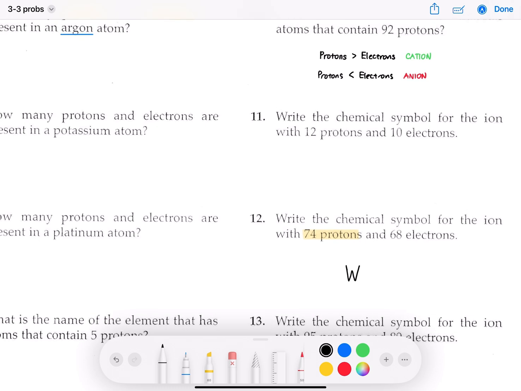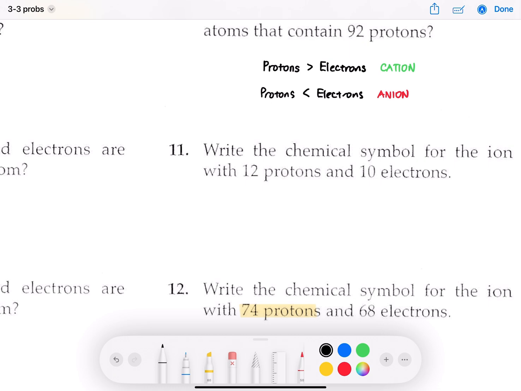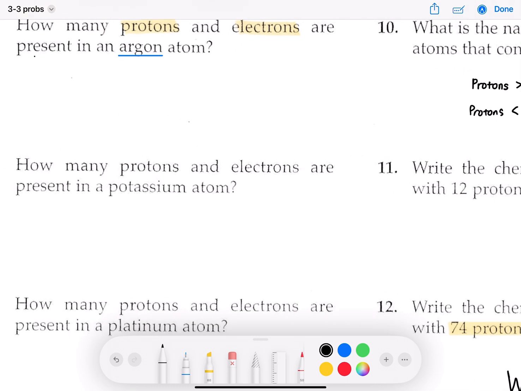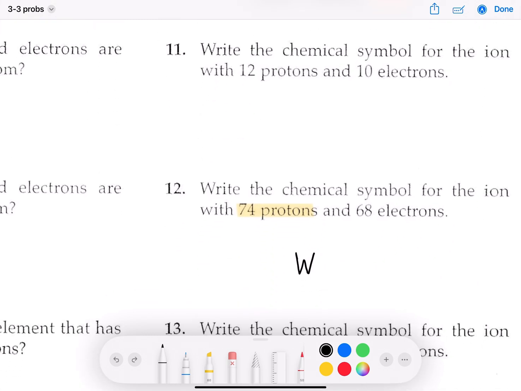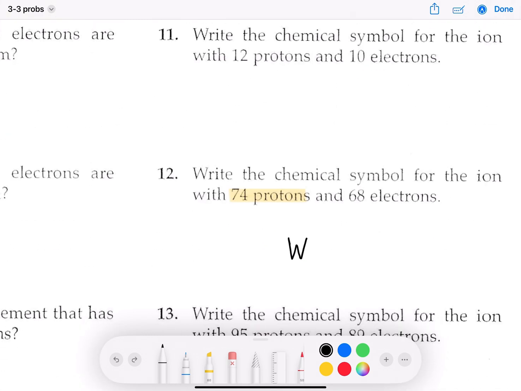If we go quickly up here, notice that the number of protons and electrons may differ in an atom. For any atom that has the same number of protons and electrons, it's electrically neutral. It's just an atom. But if it has different numbers, then it's an ion. If there are more protons, it's a cation. If there are fewer protons than electrons, it's an anion. So in this case, which one would it be? It's a cation, right? Because there are more protons.